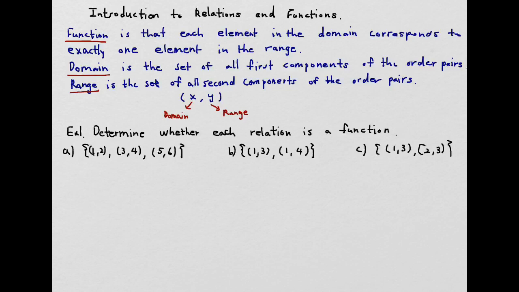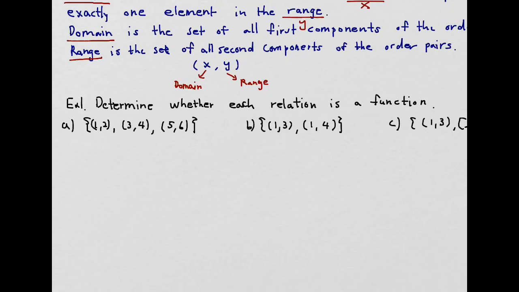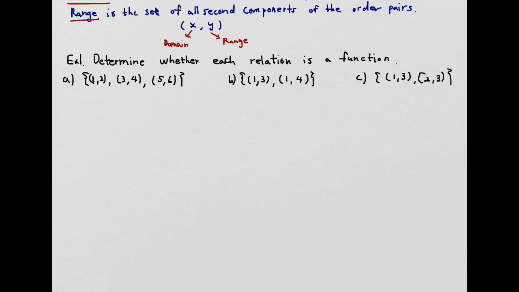So if we replace that with x and y, we can read it this way. Instead of domain, we can use x. Range, we can use y. So then it will say each element in x, so each x corresponds to exactly one y. It's important: each x corresponds to one y will be a function. And example 1 is going to show you a better understanding of that concept.